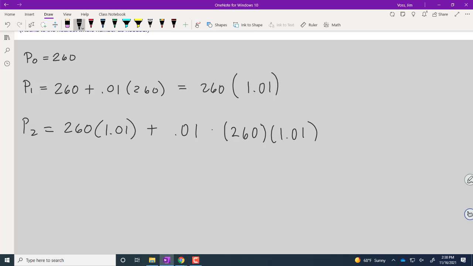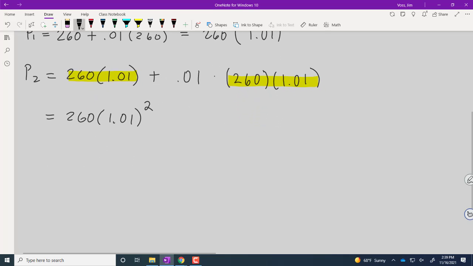We started with that. Now we can factor out the 260 times 1.01. So we're going to factor out this quantity from both those terms. We factor it out of here, we're left with a 1. Factor it out of there, we're left with 0.01. Those add together to 1.01. So we have another factor of 1.01. So now it's squared. And we keep on doing this.